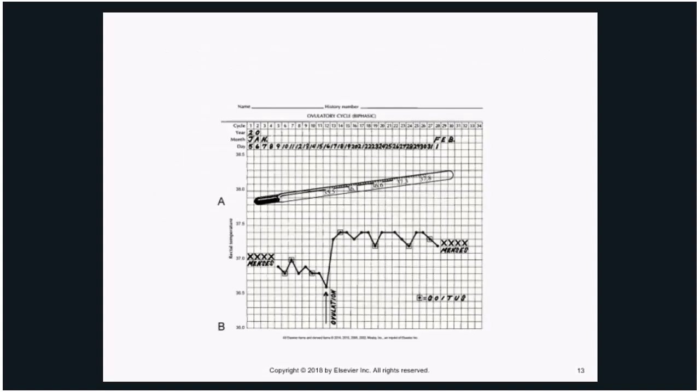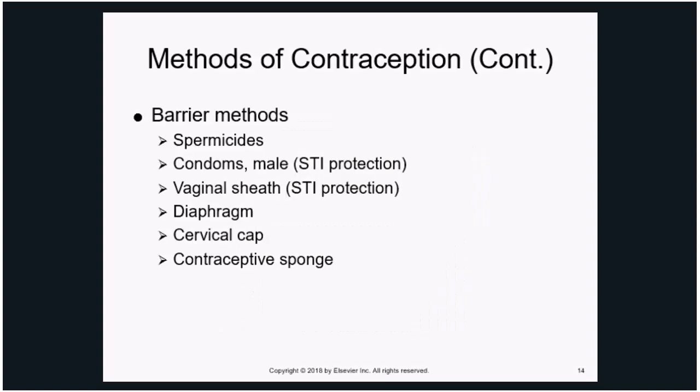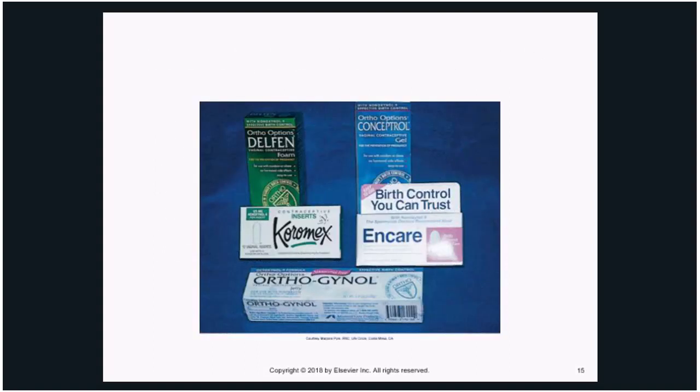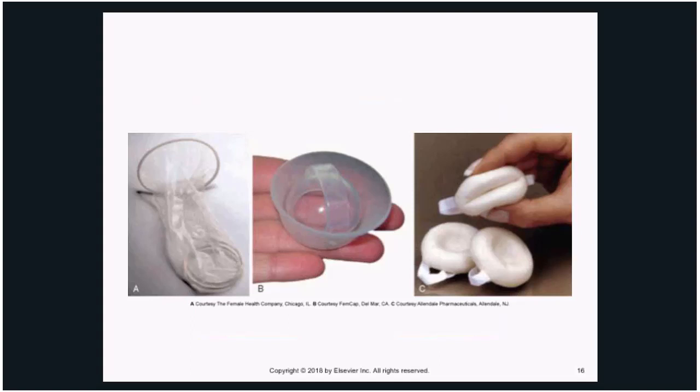Here's a picture to give you an idea of the ovulation cycle, testing the temperature. Barrier methods include spermicides, condoms, vaginal sheath, diaphragms, cervical caps, and contraceptive sponges. Just be aware of the several contraceptions available. Here's a picture of the condom and the vaginal, I think it's a vaginal cap.